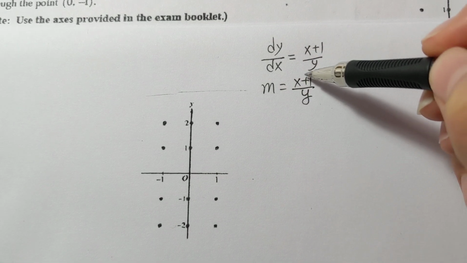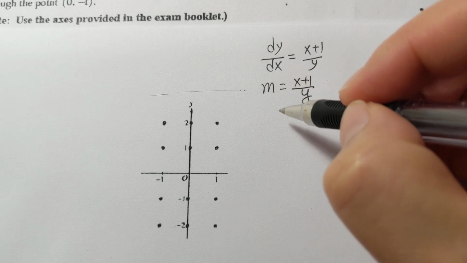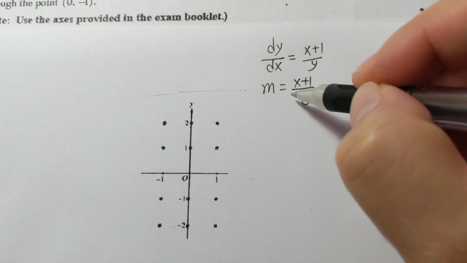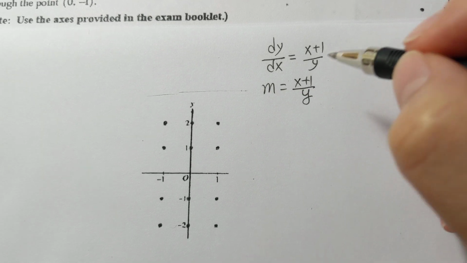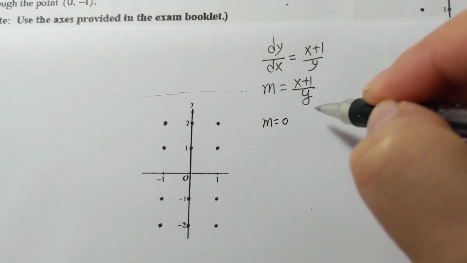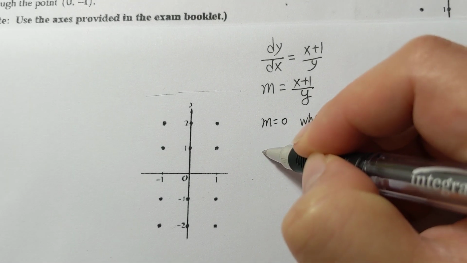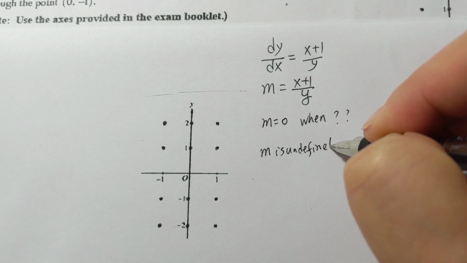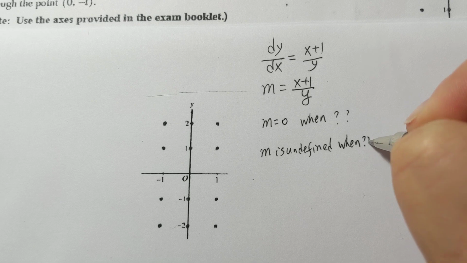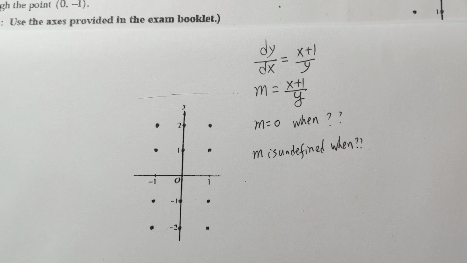And we look at this: it is a fraction. We know that a fraction has a very special property. When the numerator equals 0, then m equals 0. When the denominator equals 0, m is undefined. So we always look at these two parts first. So let's figure out in what situation we have slope equal to 0, and when the slope is going to be undefined.